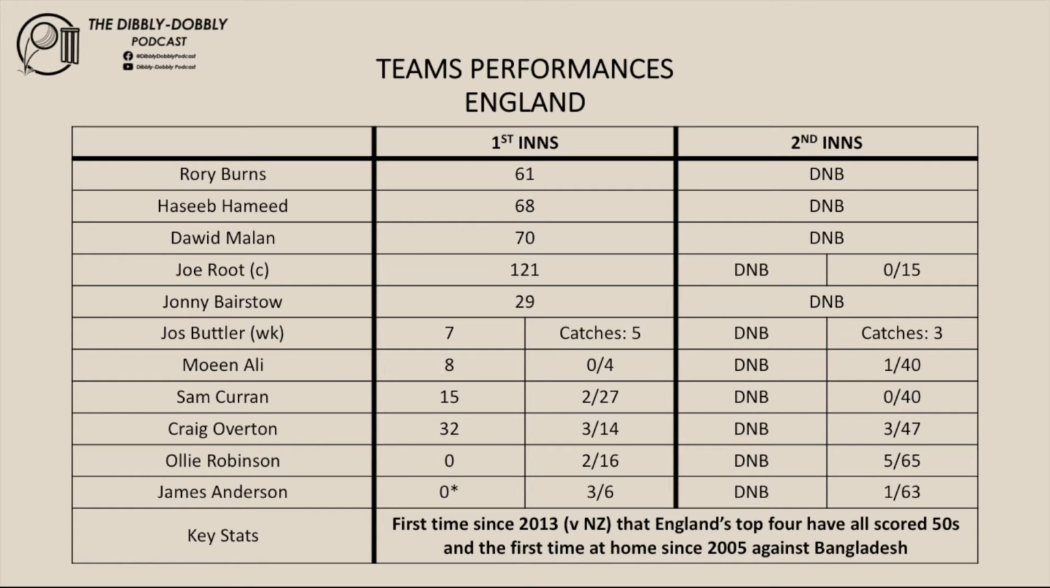Root took no wickets. A wicket for Ali, 2 wickets for Sam Curran, 6 wickets for Overton, 7 wickets for Robinson, and 4 wickets for Anderson. That's how the England bowlers performed in this third test match.